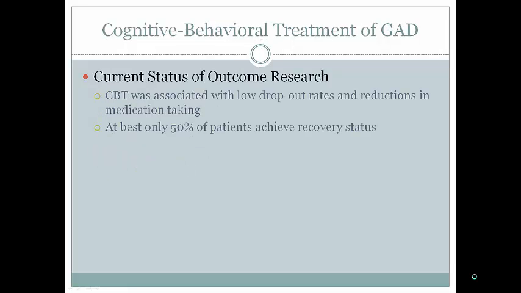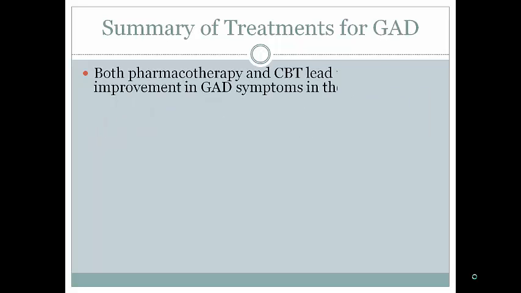So currently, in terms of our research on GAD, as I said, we're lagging behind, but CBT is associated with low dropout rates and reductions in medication taking. Xanax is not an answer, and people who go off Xanax often have relapses very quickly. However, at best, only about 50% of patients achieve recovery status, although we can minimize symptoms in many of the other patients. So currently, it's still one of our frontline interventions, and I would encourage you to use CBT techniques. But again, it's not a panacea, and you should let your patients know this in a more hopeful and optimistic kind of way.